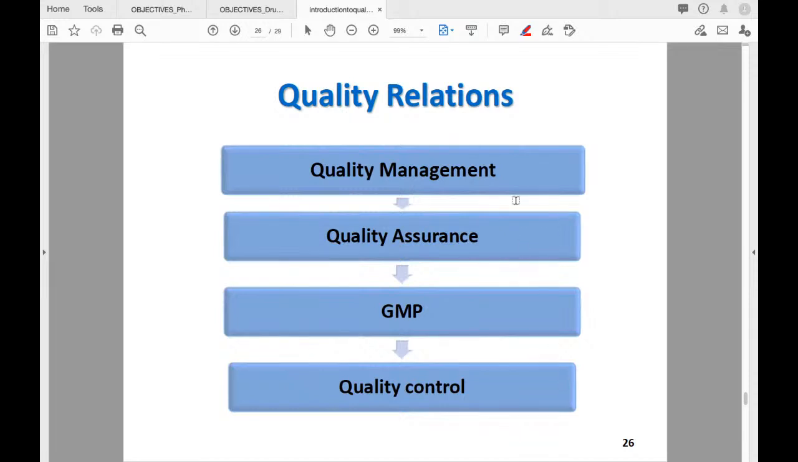So quality management is there first. Then, as we discussed, there is the broader part, quality assurance. Then GMP comes. Then quality control at the end. All these things are dependent on each other, and they cannot work alone. They all have to work hand in hand with each other. So first is quality management, then quality assurance, then GMP, then quality control.